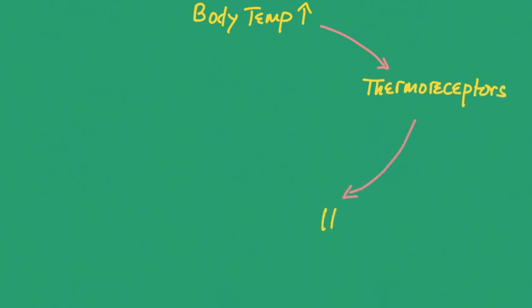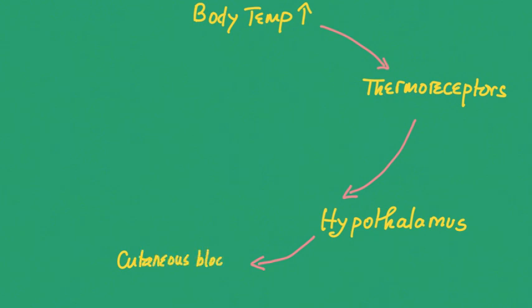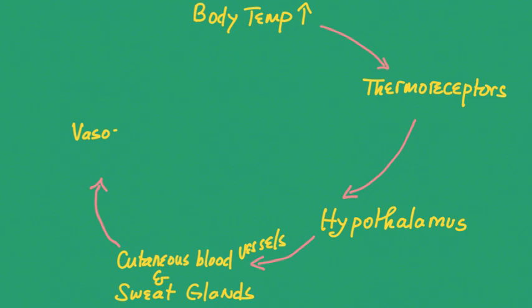When the body temperature goes above the set point, it is picked up by thermoreceptors in the skin and elsewhere in the body, and it is sent to the thermostat in the brain, which is the hypothalamus. The hypothalamus sets the temperature at 37 degrees Celsius. When it detects a deviation above the set point, it sends messages to the cutaneous blood vessels and the sweat glands. Cutaneous blood vessels are the blood vessels in the skin. They are then stimulated to vasodilate.